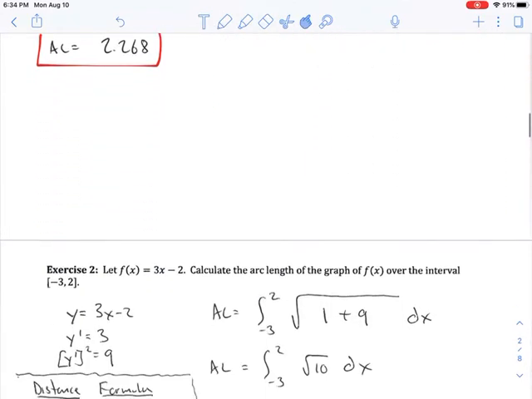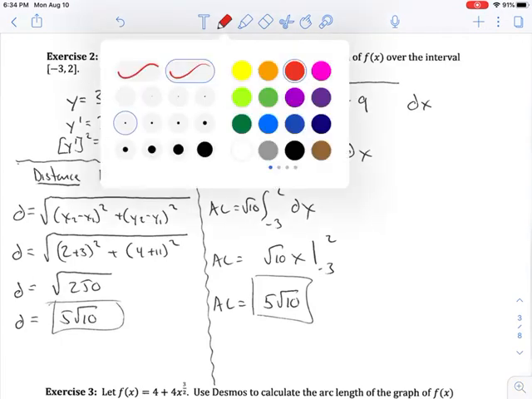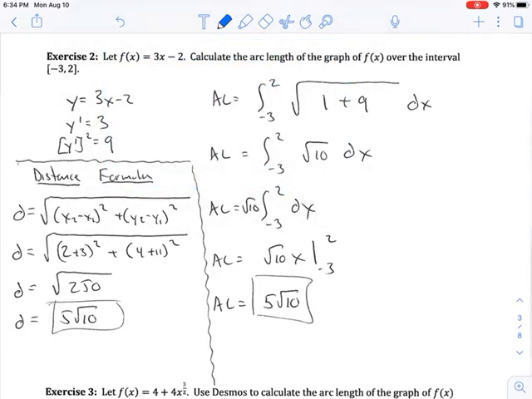Example number 2. Now, I did this one a couple of different ways because this is just a straight line. f of x is equal to 3x minus 2. Calculate the arc length over the interval from -3 to 2.